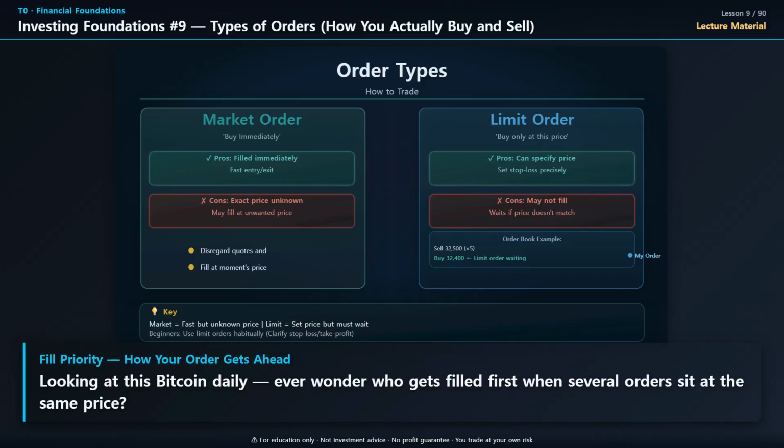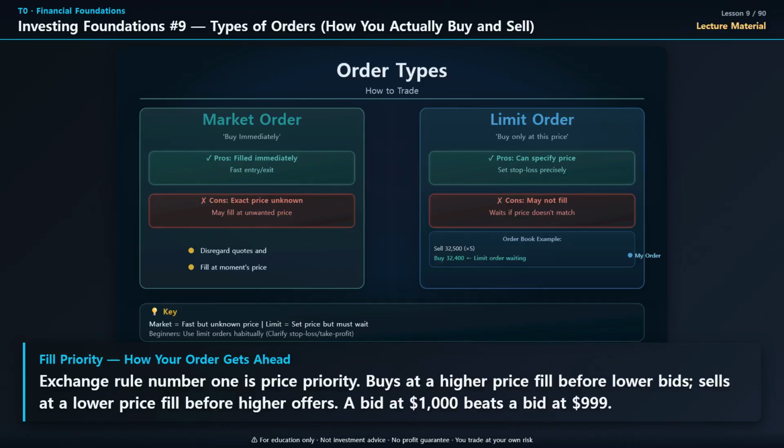Looking at this Bitcoin daily, ever wonder who gets filled first when several orders sit at the same price? Exchange rule number 1 is price priority. Buys at a higher price fill before lower bids. Sells at a lower price fill before higher offers. A bid at $1,000 fills before a bid at $999.